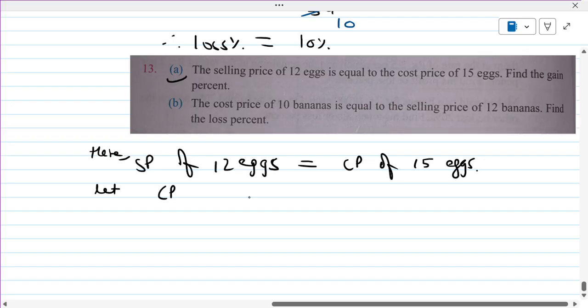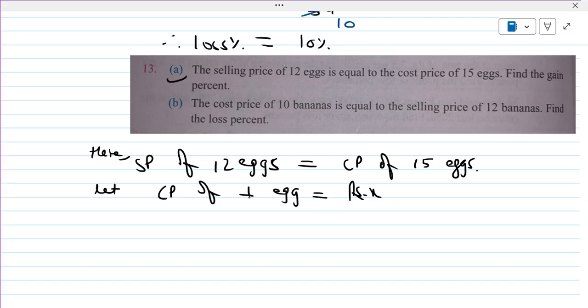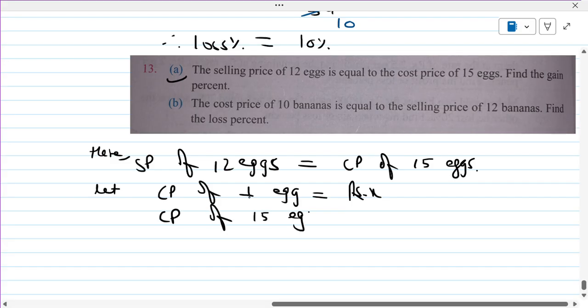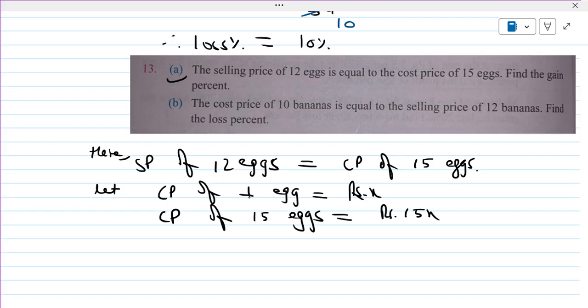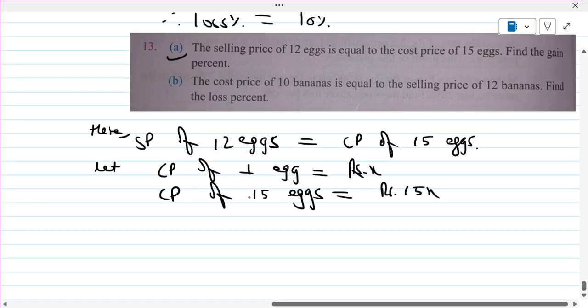Let CP of 1 egg equal rupees x. After supposing that, we will see how much the CP of 15 eggs will be. So CP of 15 eggs equals rupees 15x. And the thing is, SP of 12 eggs is equal to the CP of 15 eggs.